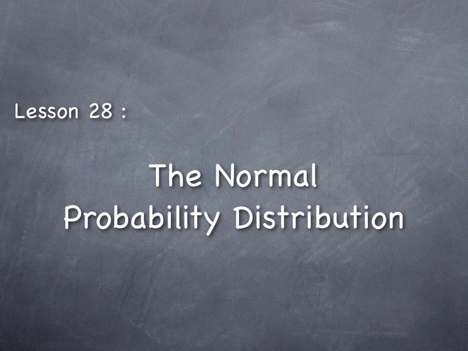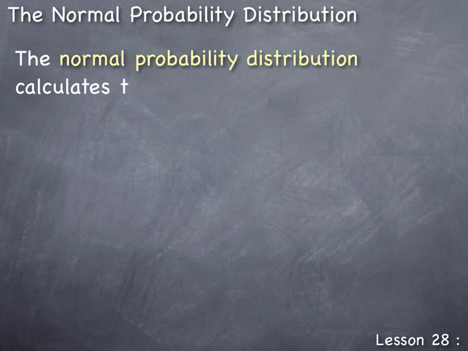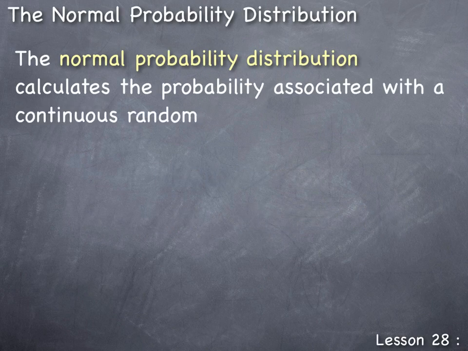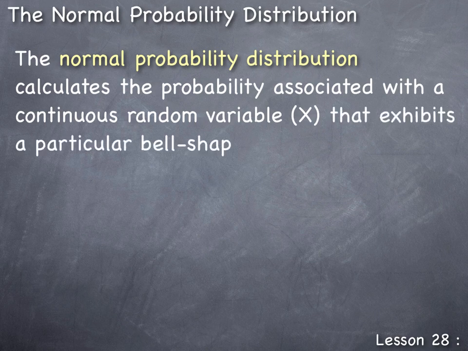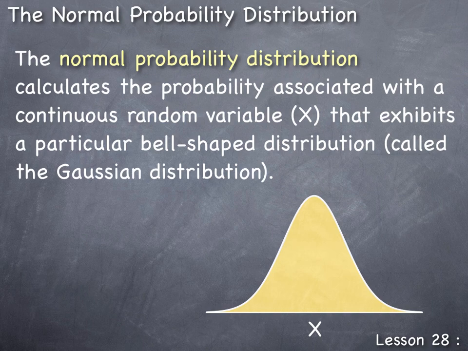Lesson 28, the normal probability distribution. The normal probability distribution calculates the probability associated with a continuous random variable x that exhibits a particular bell-shaped distribution called the Gaussian distribution.